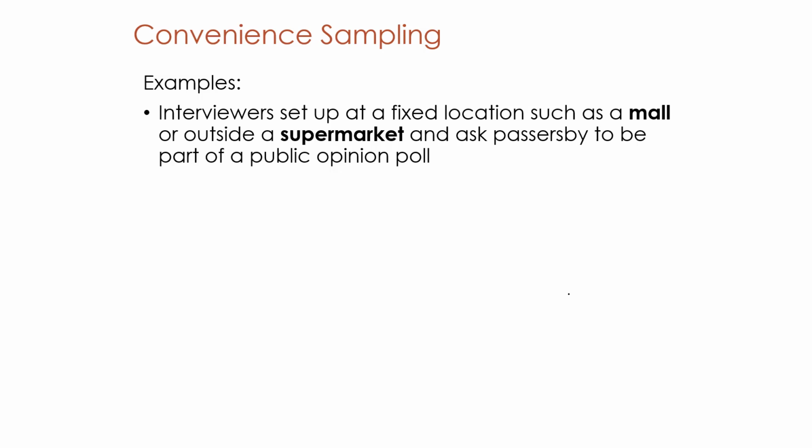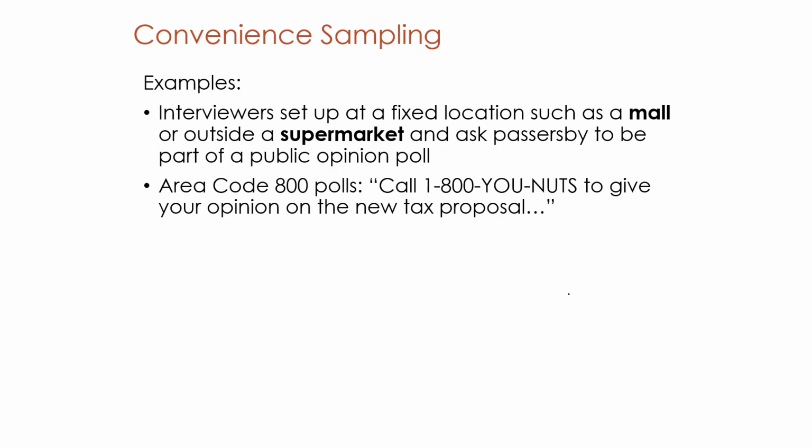Examples: interviewers set up a fixed location such as a mall or outside of a supermarket and ask passersby to be part of a public opinion poll. So this is convenience sampling. It's convenient, it's easy, but you're going to leave people out who don't go to the mall or don't go to that particular store. Area code 800 polls: call 1-800-U-NUTS to give your opinion on the new tax proposal. It's easy. You're going to put up a sign and ask people to call, but that is going to create a lot of bias.